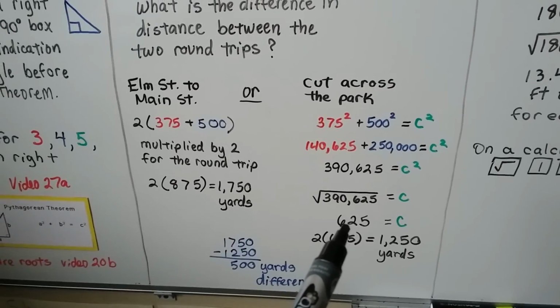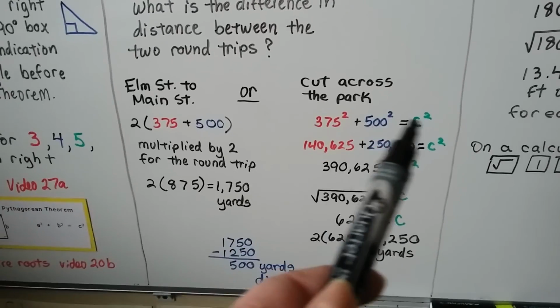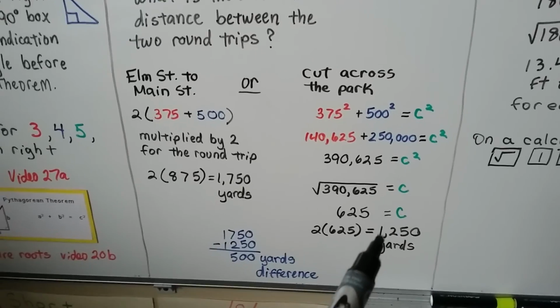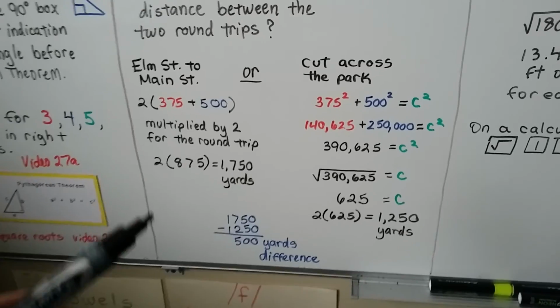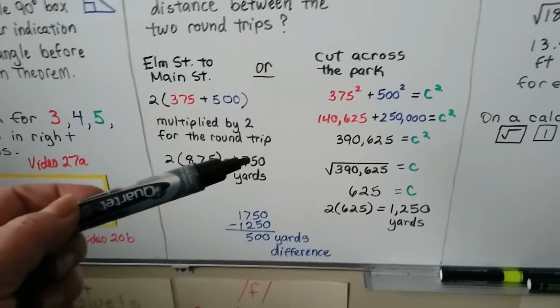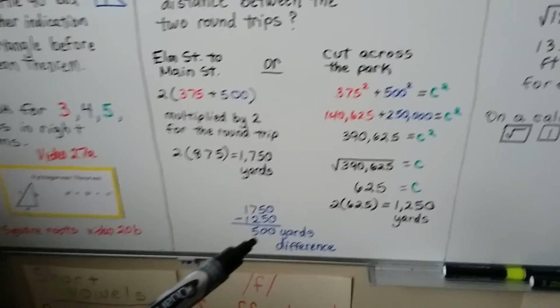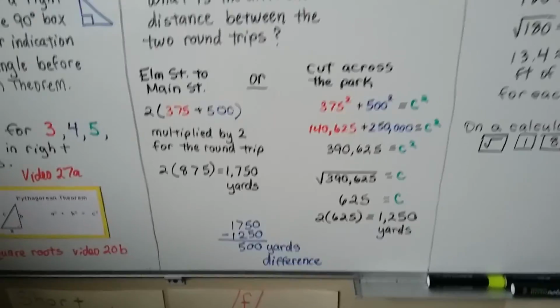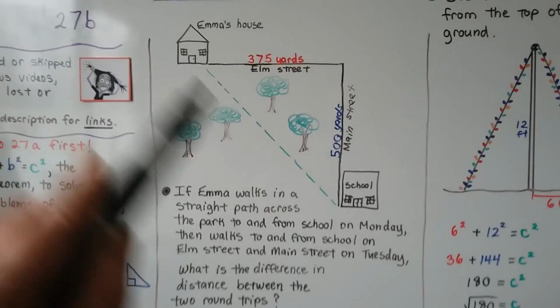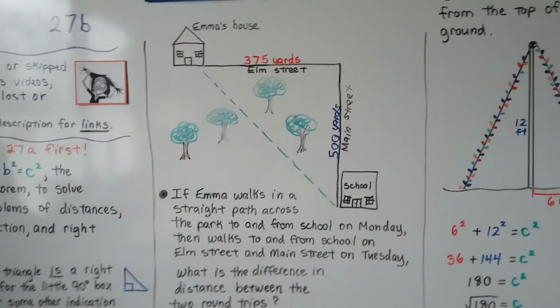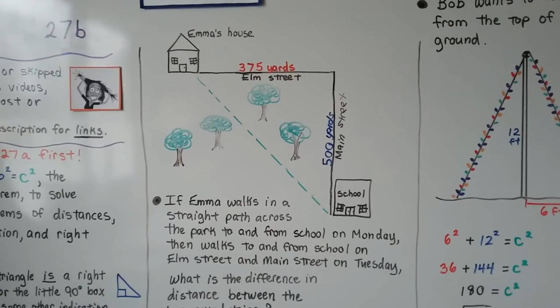Now, because it's a round trip, that's just one hypotenuse. Because it's a round trip, we need to multiply it by 2, and we get 1,250. The difference between them, we take this amount and subtract this amount, and we find out that by cutting through the park, she's going to save 500 yards of travel to and from school. See? So she saves herself a lot of walking time by cutting through the park.